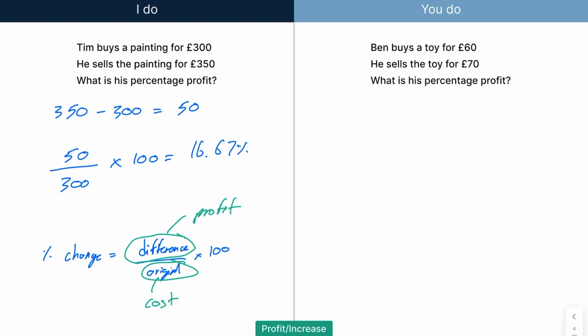So hopefully you've pressed pause and had a go at the example on the right. How much profit did he make? The profit was £10. He bought it for 60, sold it for 70. So we do the profit divided by how much it cost him, times that by 100, and that would be 1/6 times 100, and that would give us the exact same answer, in fact, 16.6%.